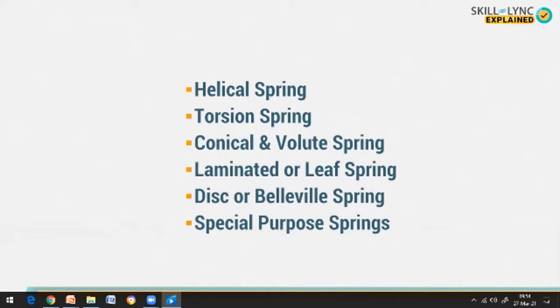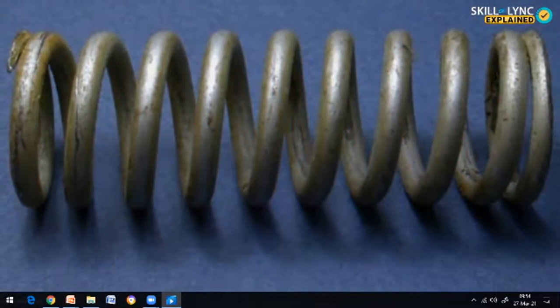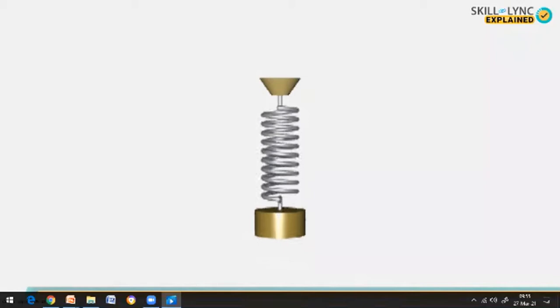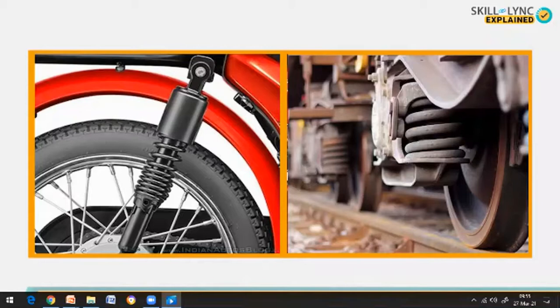Let's start with helical springs. Helical springs are the most commonly used springs. As the name suggests, these springs are in the shape of a helix. This type of spring can store energy when it is compressed and releases the energy when the compressive force is released. It can also withstand forces when it is pulled. These types of springs are commonly seen in the suspensions of automobiles. They are further divided into closed coil helical springs and open coil helical.